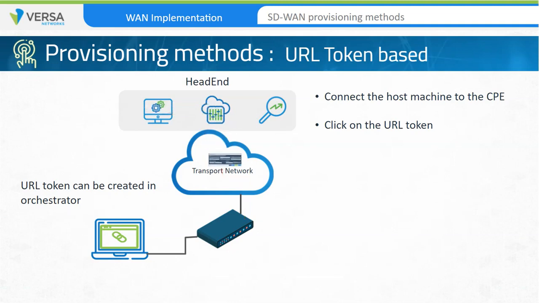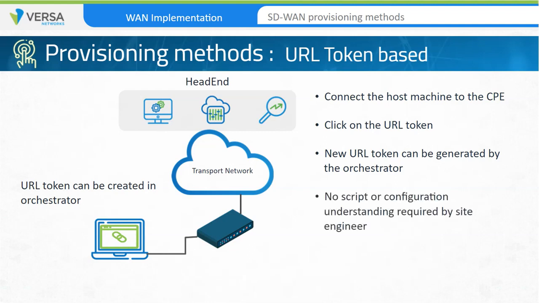If there is any change in the design or IP schema, the network administrator can provide a new URL token generated by the orchestrator to the site engineer. The engineer will then click on the new URL to start the bootstrapping process. This process doesn't require site engineers to understand any scripts or configuration. The site engineer or customer can connect over the LAN to the device and initiate the device onboarding process by simply clicking on a link. This can be combined with two-factor authentication also for additional integrity checks.